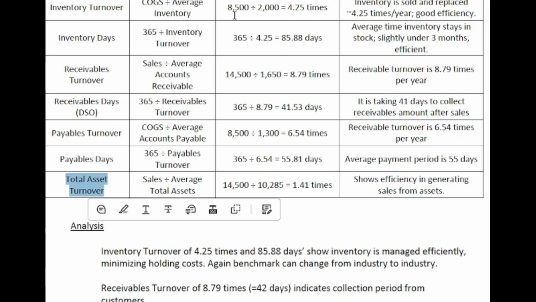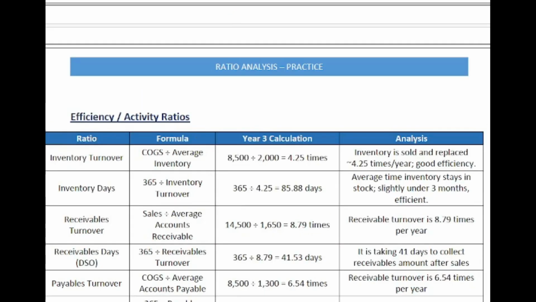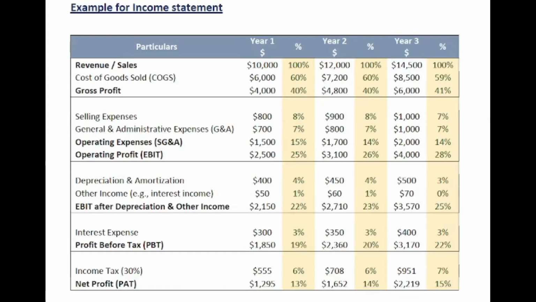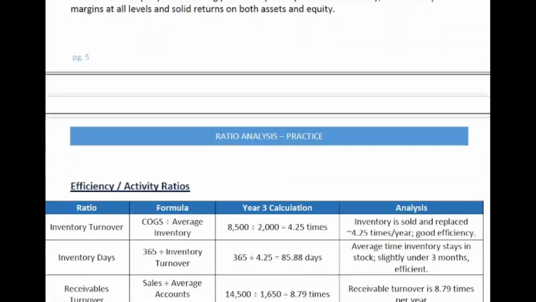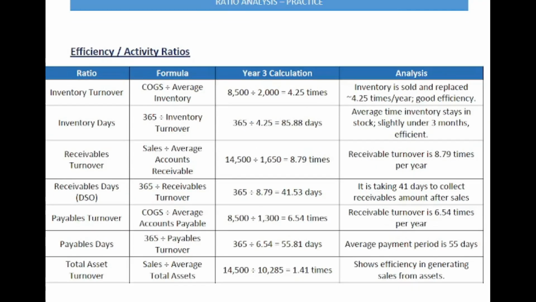In our case, the cost of goods sold, you can take it from the income statement, that is 8,500, and the average inventory is 1,800 and 2,200. So you have to average these two. That means 8,500 divided by 2,000, that means 4.25 times. This indicates that this company is selling its inventory and replacing it 4.25 times per year.